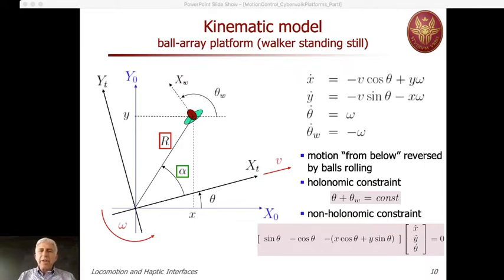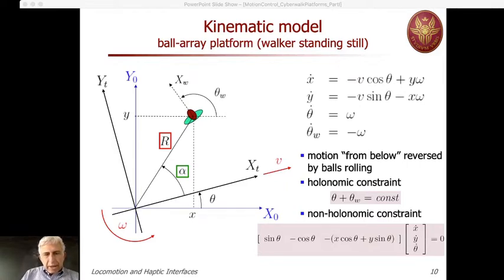Now, if we are giving an angular velocity to the turntable, the treadmill will rotate, so the xt axis will rotate with respect to x0, and this angular position will be characterized by a variable which we call theta. So, in a generic instant, the user is placed in a point which is xy with respect to the absolute frame 0, and it has this orientation.